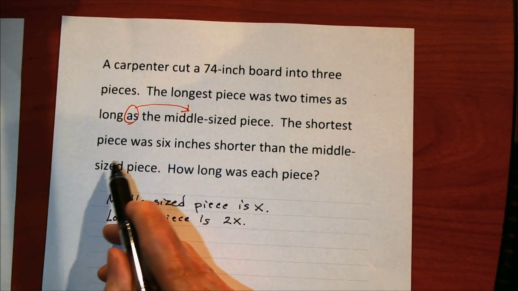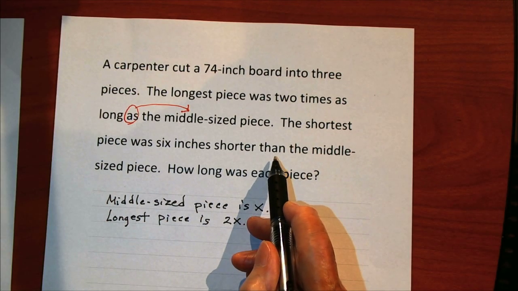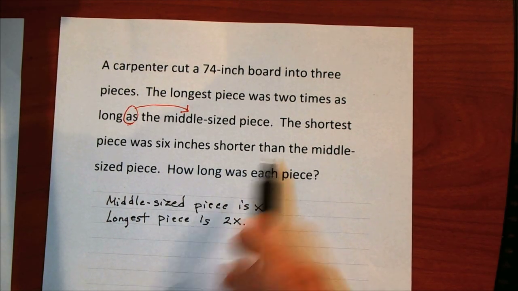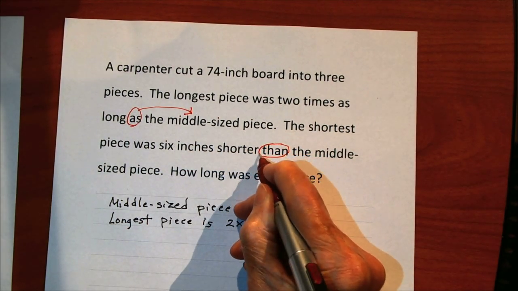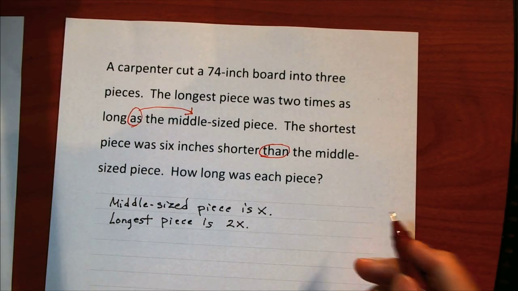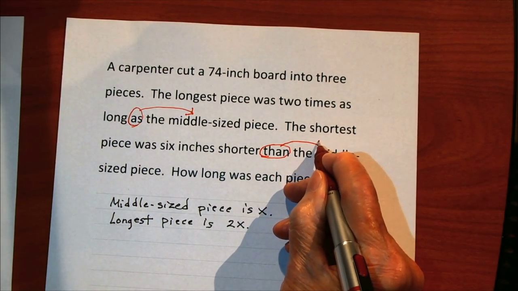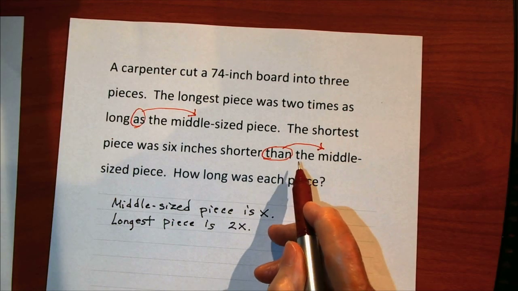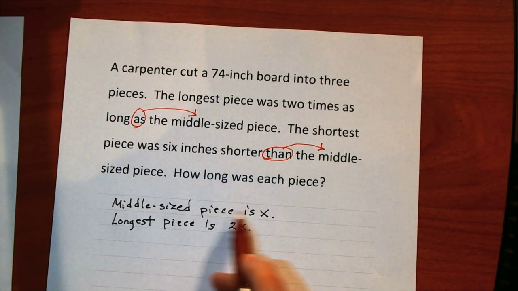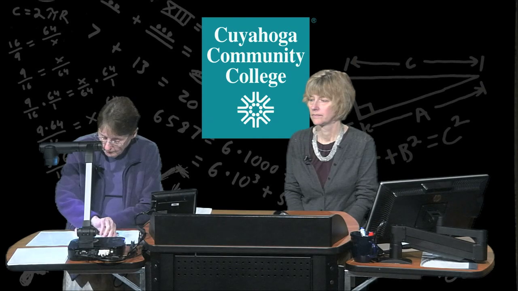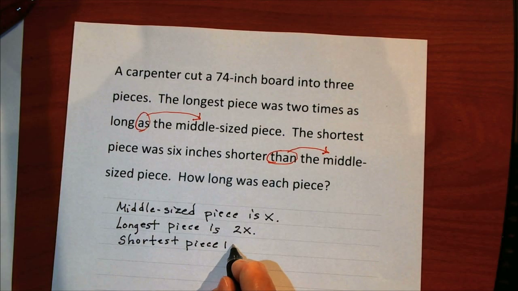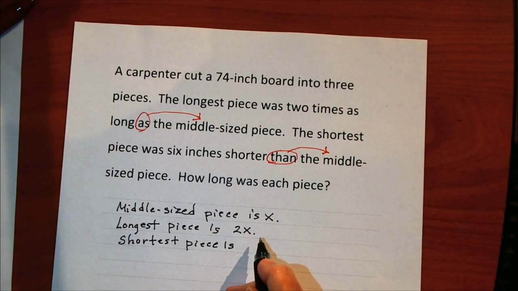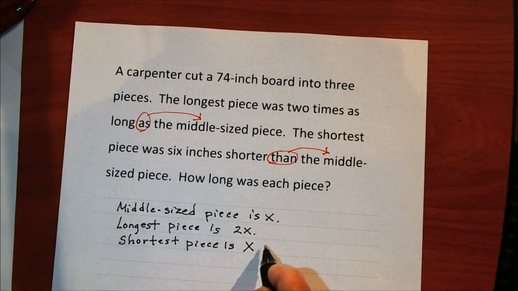The shortest piece was 6 inches shorter than the middle-sized piece. The word "than," like the word "as," is a comparison word, and it points to x. Once again, the middle-sized piece is x. What will we call the shortest piece? It's 6 inches shorter than the middle-sized piece, so it'll be the middle-sized piece minus the 6 inches.